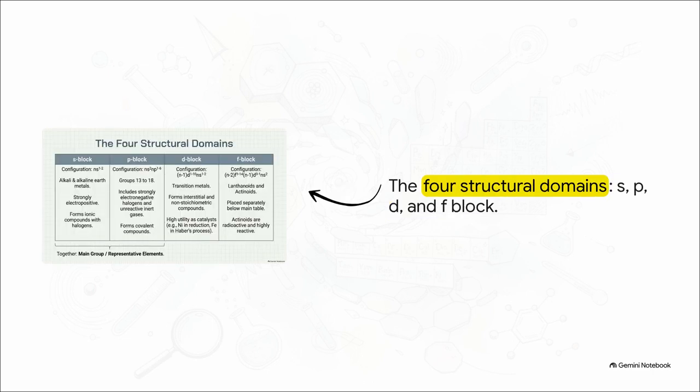Within this master grid, elements are grouped even further into 4 specific structural domains. Think of them almost like different neighborhoods based on their electron configurations. We have the S, P, D, and F blocks. The S and P blocks together make up your main representative elements. That's everything from highly reactive alkali metals to totally unreactive inert gases. Then you've got your D block right in the middle containing the transition metals, which are super useful as catalysts like iron or nickel. And tucked down below the main table, just to save space, we have the highly reactive and radioactive F block inner transition elements.